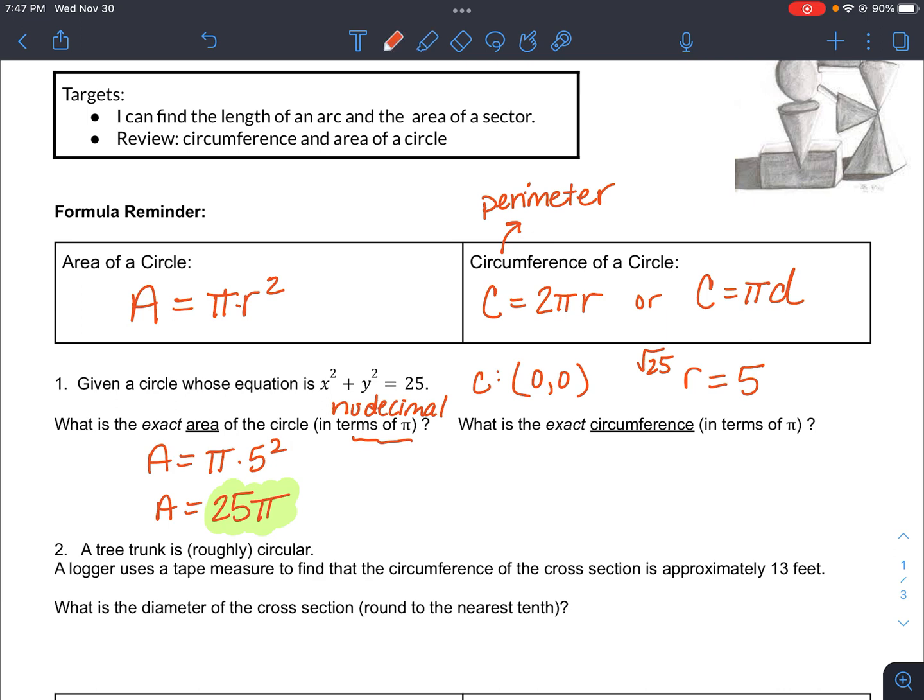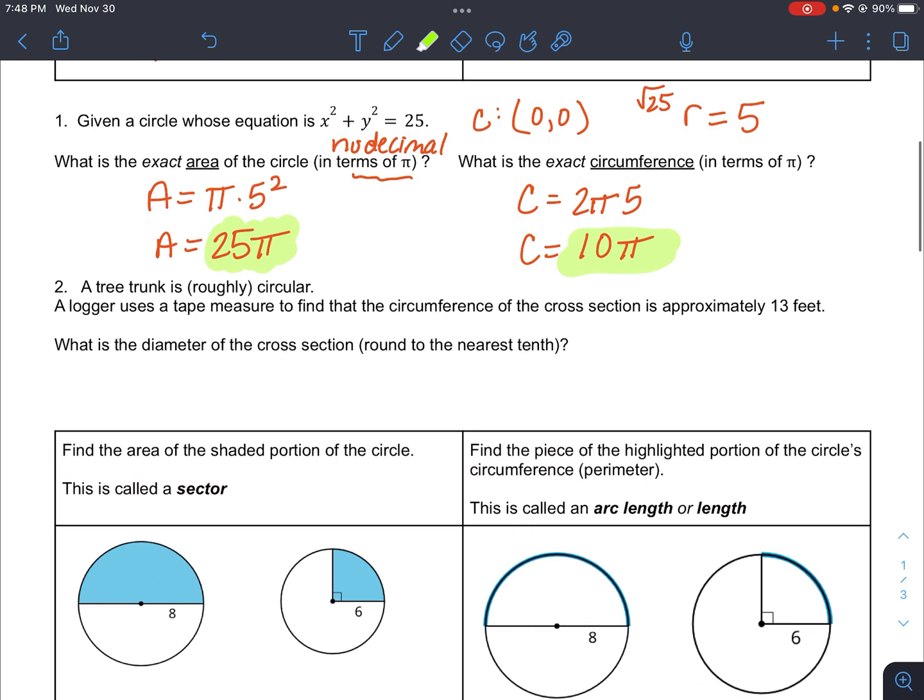The circumference here, 2 pi times 5. If you're ahead of me, fantastic. Just go ahead and keep going. Just double check to make sure we're good on these. And the exact circumference, so not multiplied out with pi, but exact circumference is 10 pi.